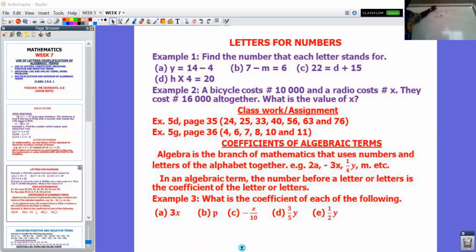This is the solution on the board. I take the solution again. Question D. We said h times 4 is equal to 20. H times 4 is 4h equals 20. So I'm going to divide both sides by that 4. 4 is the coefficient of h. Since I'm looking for that letter h, I will divide both sides by the coefficient. So this one will be over 4, this one too will be over 4. So this one can cut this. Then my h is what? 5. 20 divided by 4 is 5.